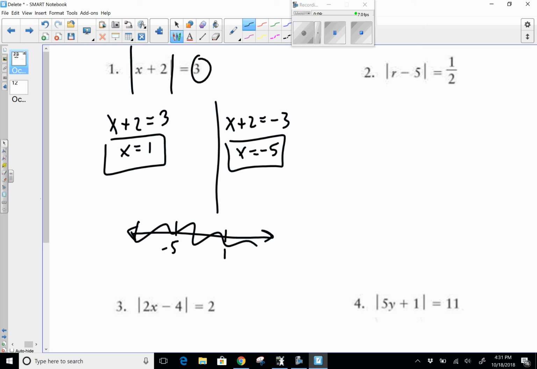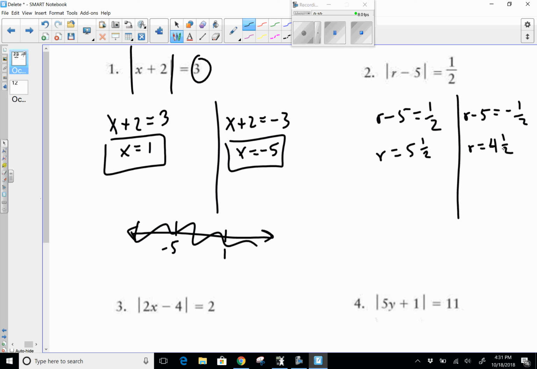This one, same exact thing, right? So r minus 5 is protected, so you write r minus 5 equals 1/2. And then the second thing is, again, this is protected, so you leave it alone. r minus 5 is equal to negative 1/2. And then you just solve, right? So r, add 5 to both sides, so you get r equals 5 and 1/2. Here you add 5 to both sides, and you get r is equal to 4 and 1/2. So those are your two answers. So 5 minus 1/2 is 4 1/2. Two answers, and you're done.